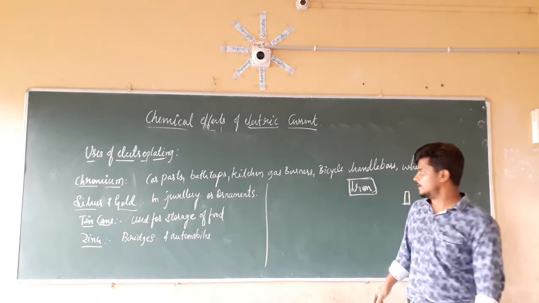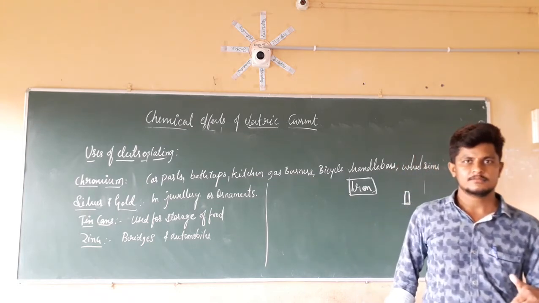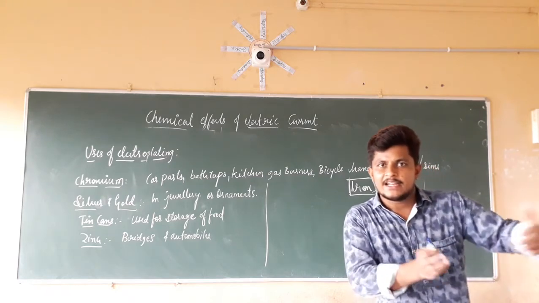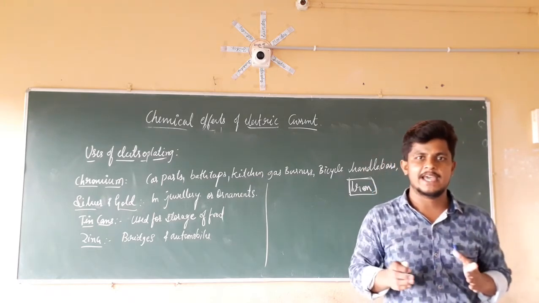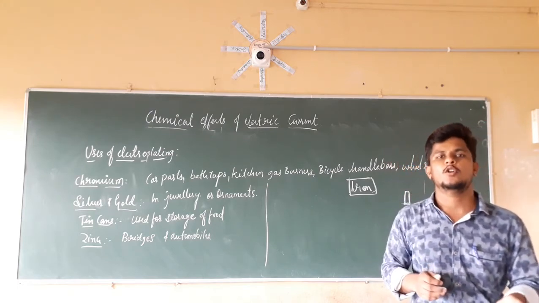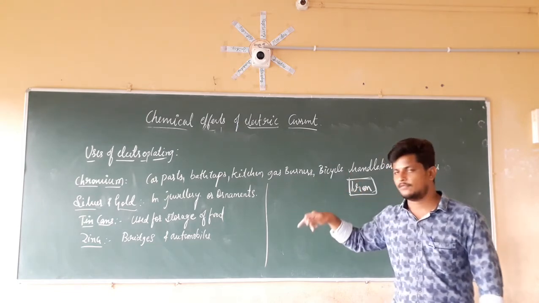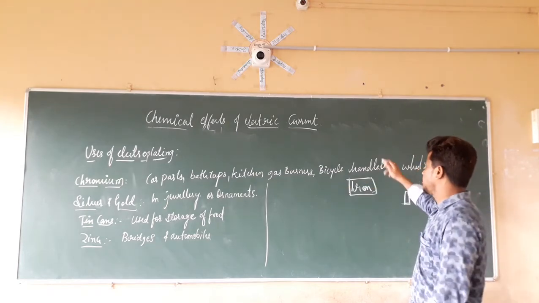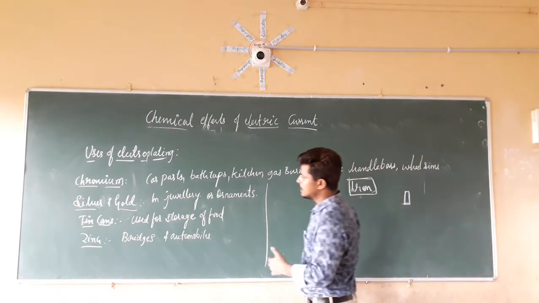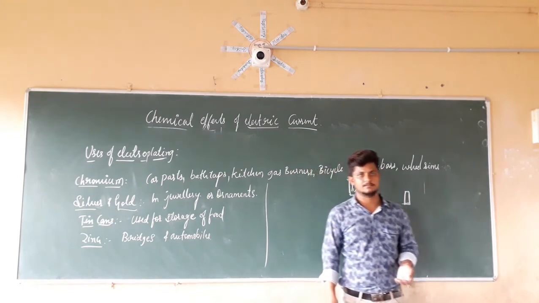Tin is a less reactive element. It doesn't react with the food particles. If it doesn't react with the food particles, is it possible for the food to get contaminated or damaged? No, it is not possible. For that reason, in tin cans used for the storage of food, tin is deposited on the iron by the method of electroplating.